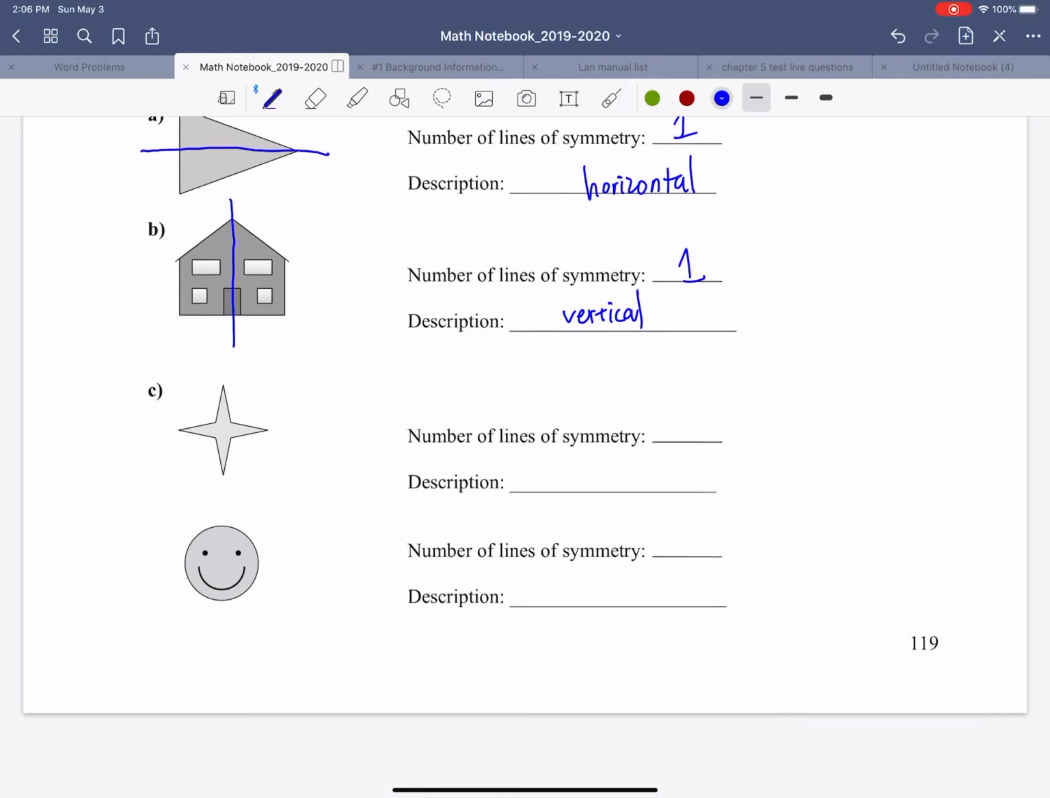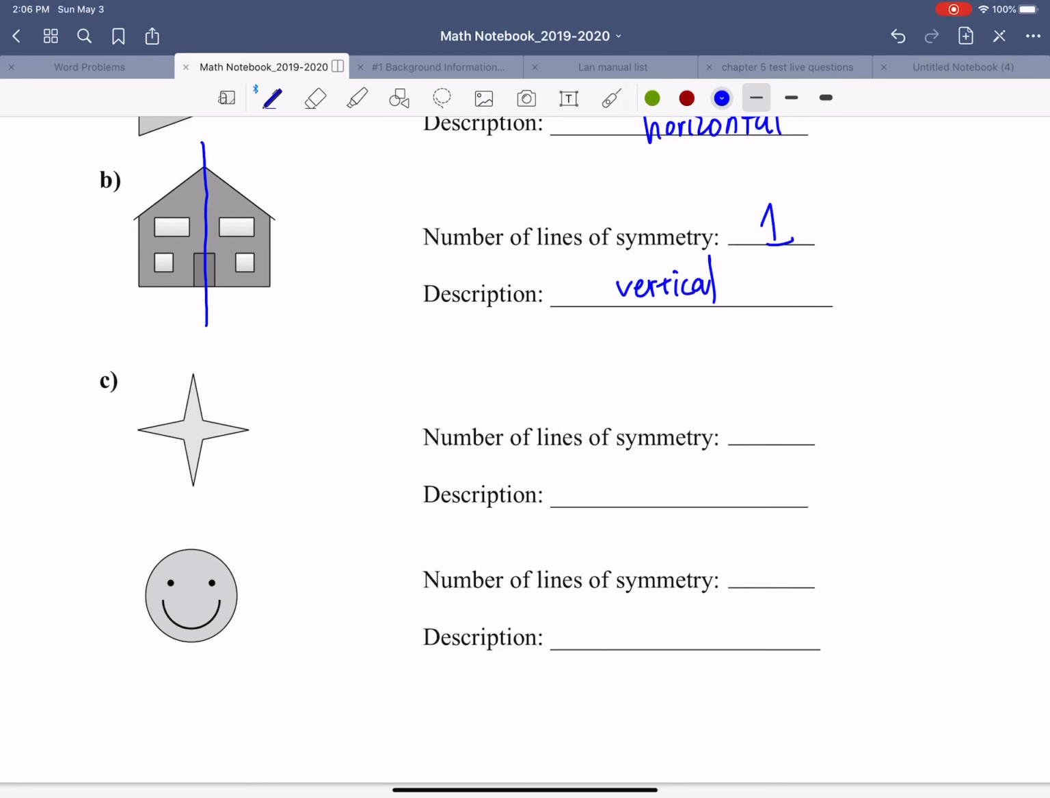Okay, and the star here, oh, that's a trickier one. You can see that the center has one, and you know that there's a horizontal one when you flip it over. And the oblique one, is there an oblique one? Let's say if you draw a line of symmetry here, does it overlap? Yes. If you draw a line of symmetry here, does it overlap? Yes, of course. So it has 4 lines of symmetry. One of them is horizontal, one of them is vertical, and 2 of them are oblique.